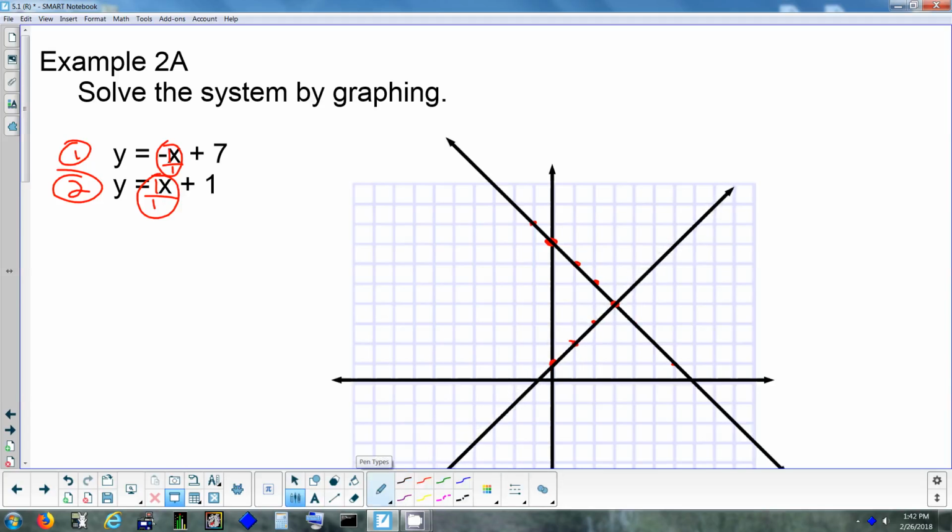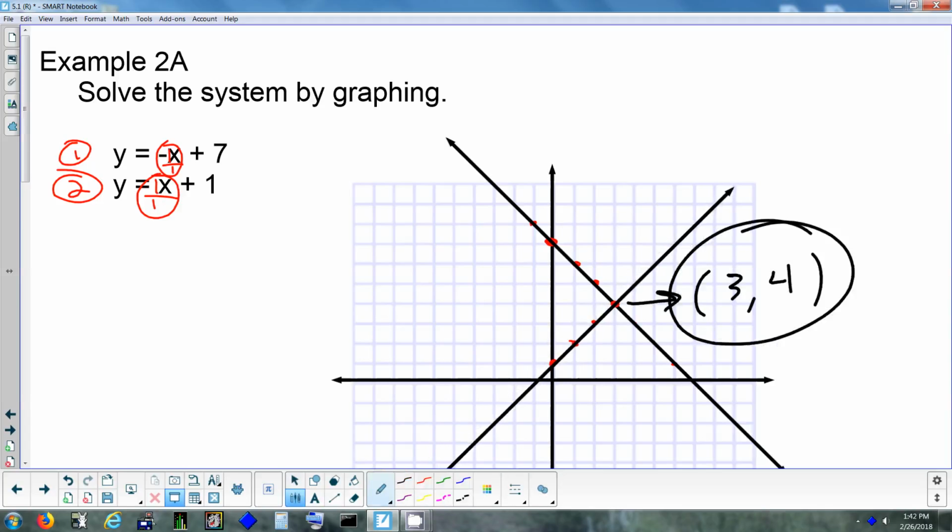So now we've graphed. What's step 2? Step 2 is estimate the point. Estimate where they cross. Looks like 3, 4. 1, 2, 3. 1, 2, 3, 4. I agree with Joe. Now you're at the step that Mr. Roy took you through. You've got your answer. Check it.